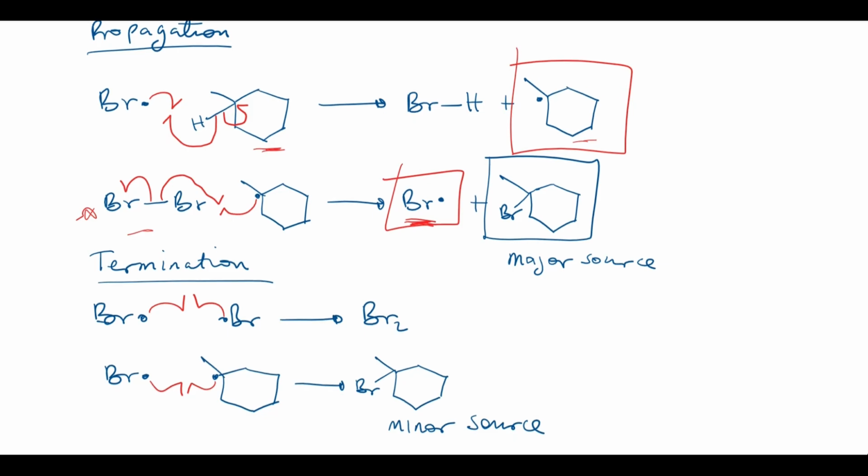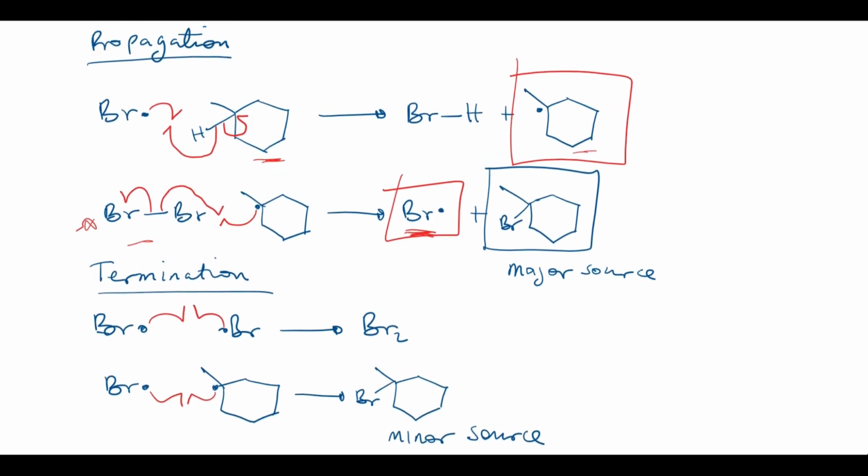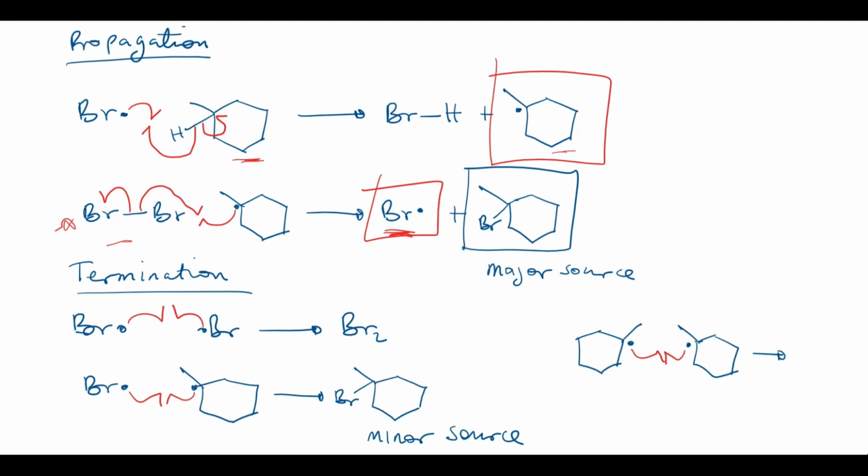Another way we could have termination is that the alkyl radicals can also combine with each other, which will form a byproduct. So this side product can also be formed in the process.